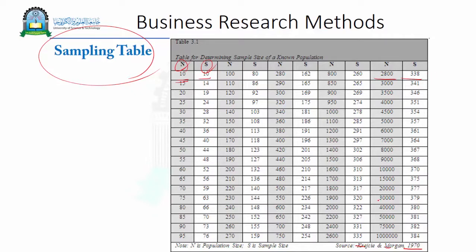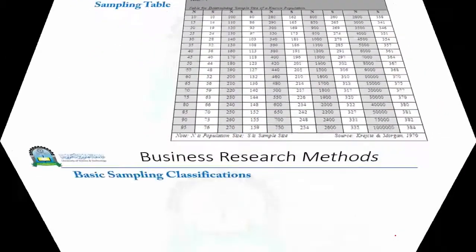And when we talk about 30,000 units as a population, a sample of 379 is going to be drawn. So if the researcher follows this table and the reference, which is Krejcie and Morgan, it's going to be helpful and good for him or her.